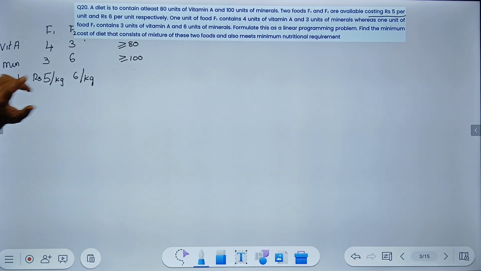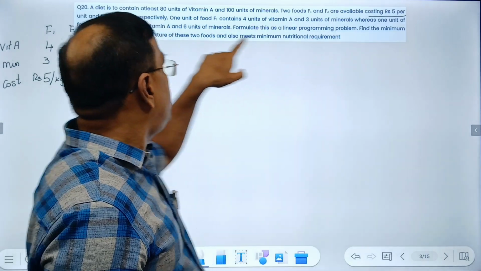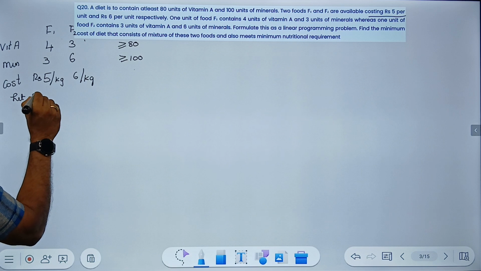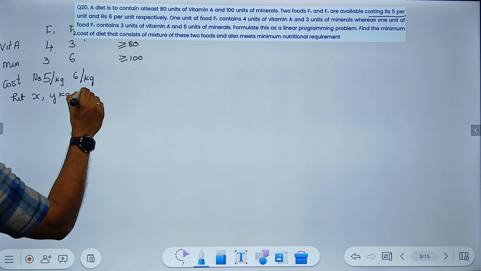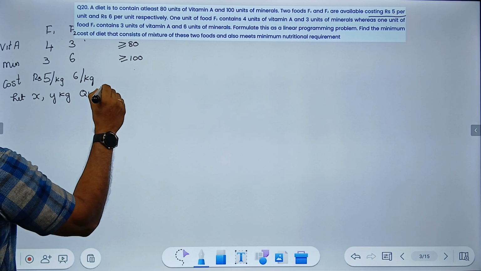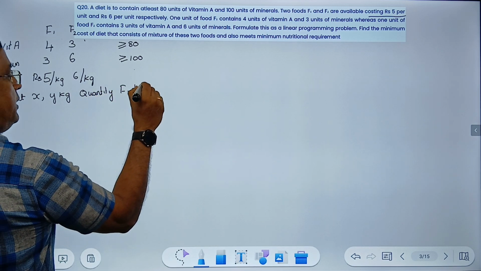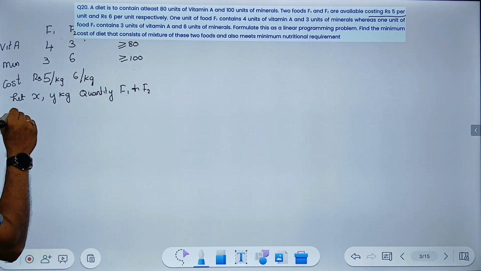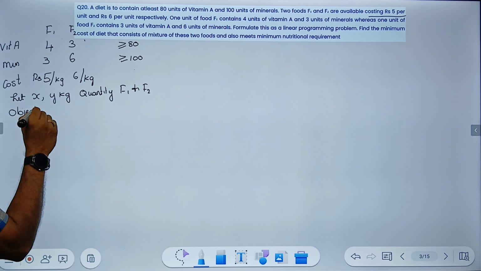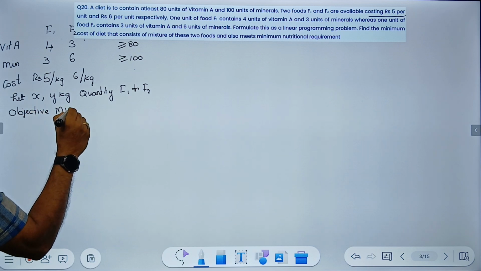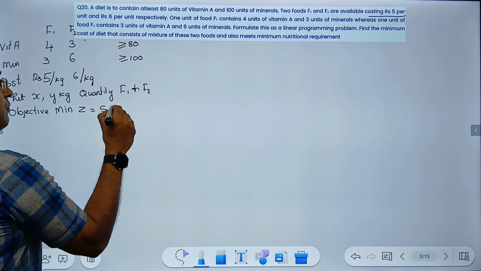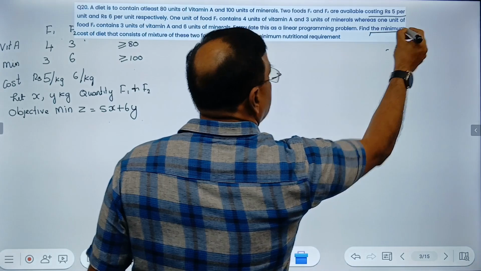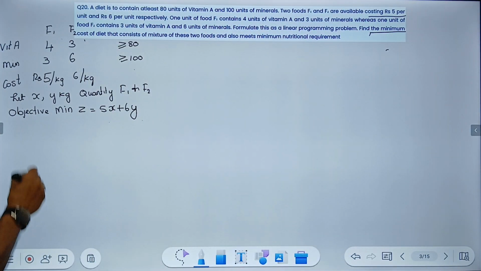Now it's time for us to solve it. Formulate an LPP to find the minimum cost. Let x and y kg be the quantities of food F1 and F2. Now what is my objective? It's a minimization problem, you can see, find the minimum cost. So my objective function is minimize Z equal to 5x plus 6y.